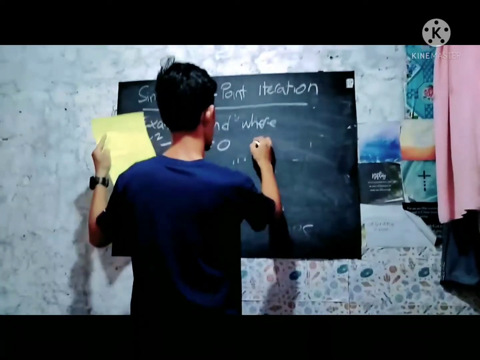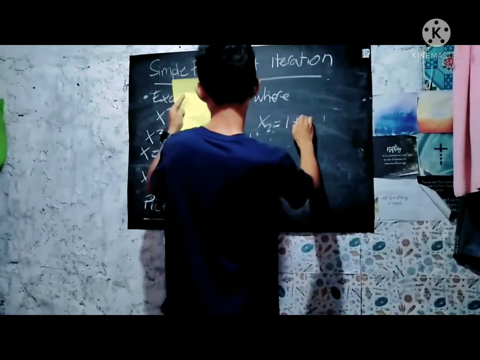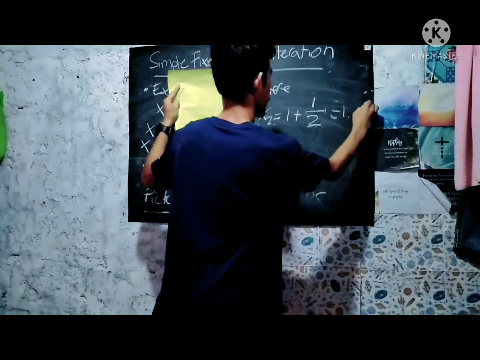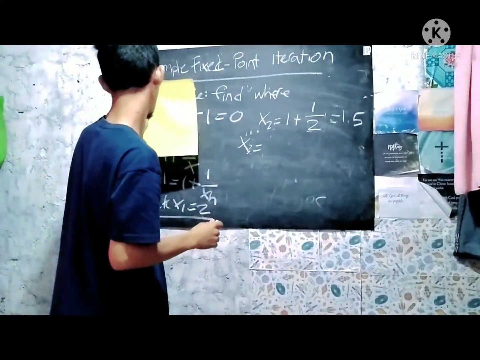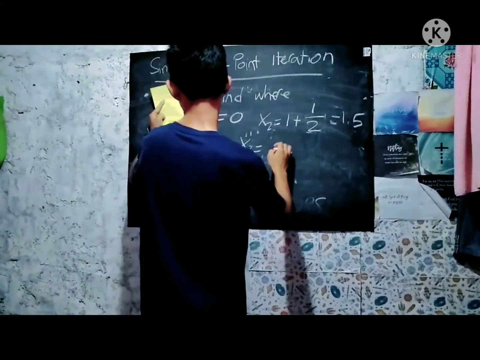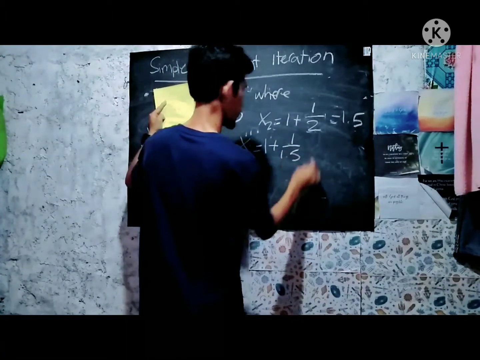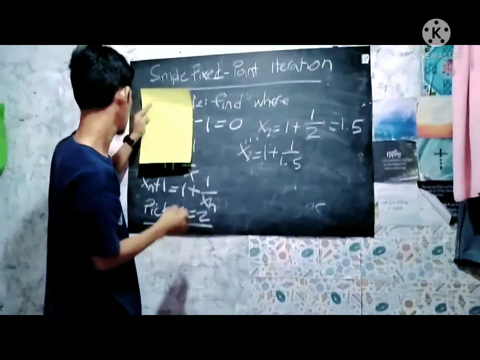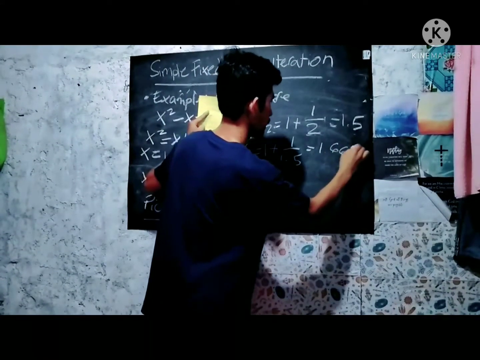Now, to get x sub 2, we're going to plug in x sub 1. x sub 2 is equal to 1 plus 1 over 2, which is equal to 1.5. And then, to get x sub 3, we plug in the 1.5. So x sub 3 is equal to 1 plus 1 over 1.5, which is equal to 1.6666.